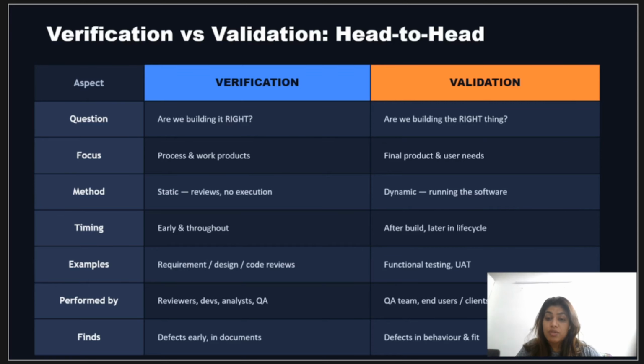Verification is a static review, no execution. UAT, verification or validation? It's validation because we're actually running the software. So practice these until they are instant. Just try to understand or divide which type of testing is verification or validation.